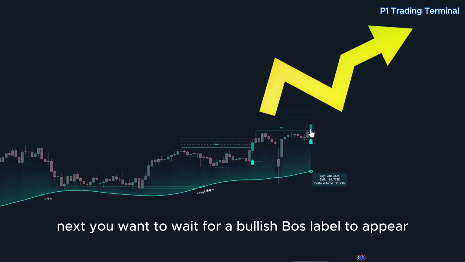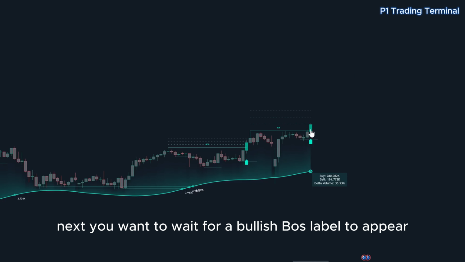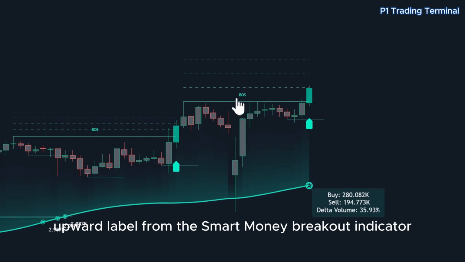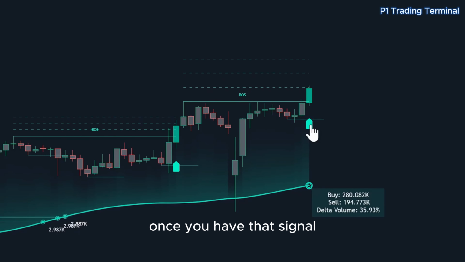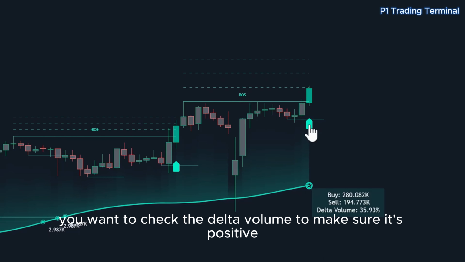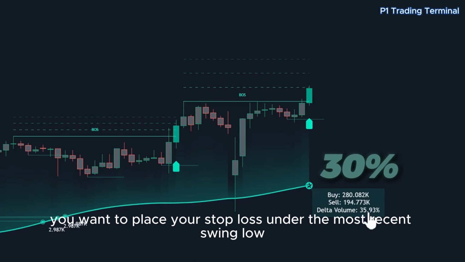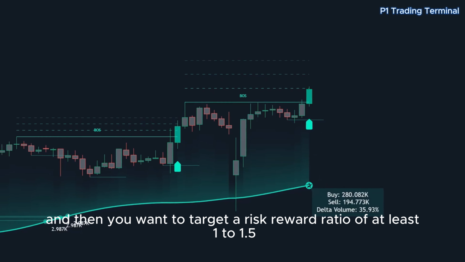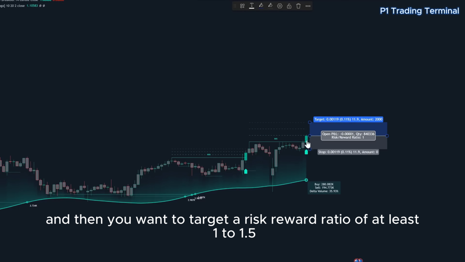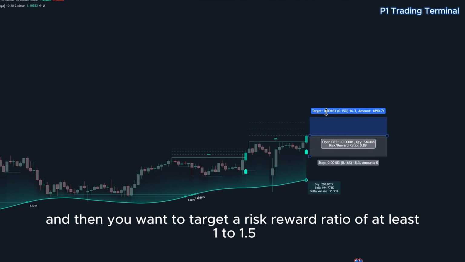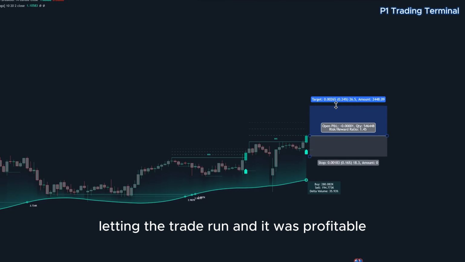Next, you want to wait for a bullish BOS label to appear along with the green upward label from the Smart Money Breakout Indicator. Once you have that signal, you want to check the delta volume to make sure it's positive and at least 30%. If it is, you can enter the trade on that candle. You want to place your stop loss under the most recent swing low, and then you want to target a risk-reward ratio of at least 1 to 1.5, letting the trade run, and it was profitable.